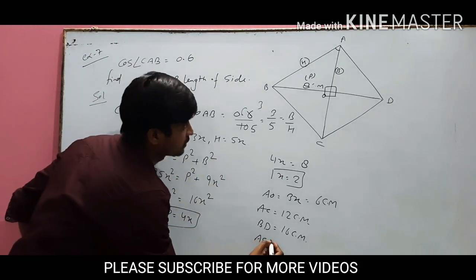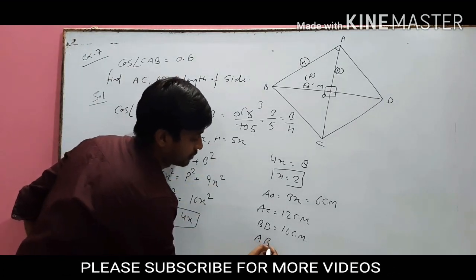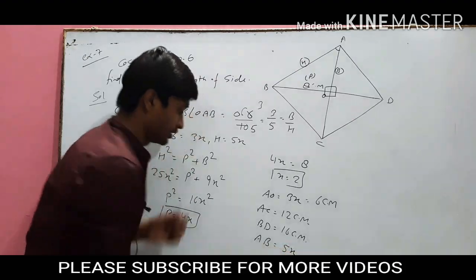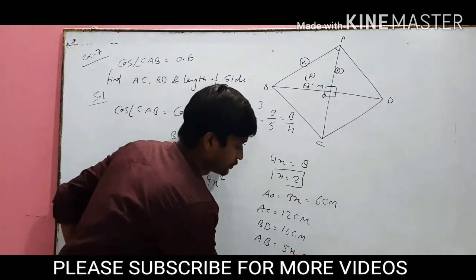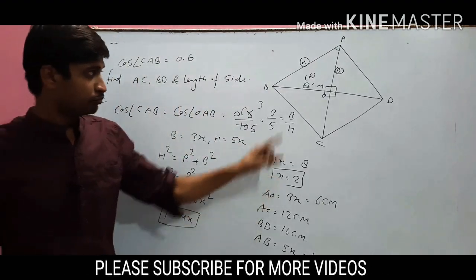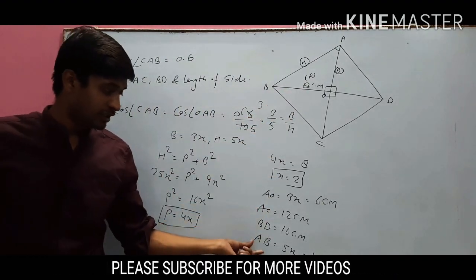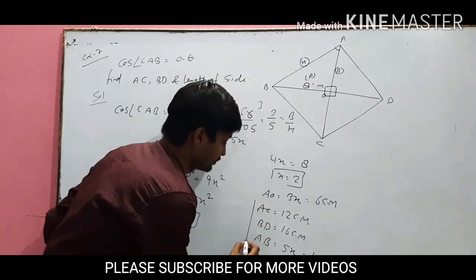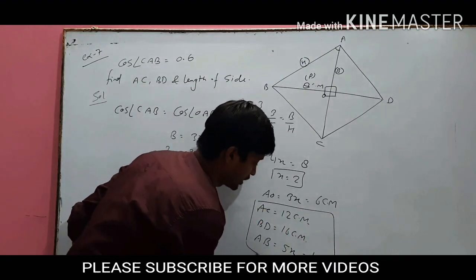So AB we can write there. AB is equal to 5x. And how much is x? 2 centimeter. So this is 10 centimeter. So we have calculated both the diagonals, that is AC and BD, and the side. So these are the 3 parts that we have to calculate.